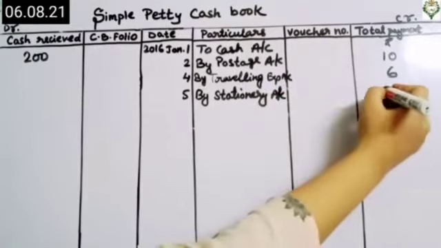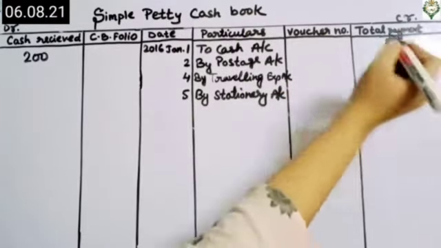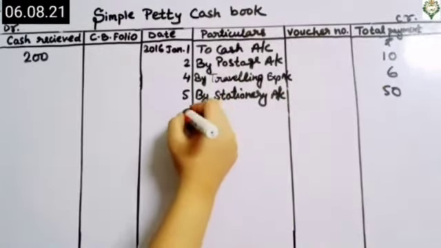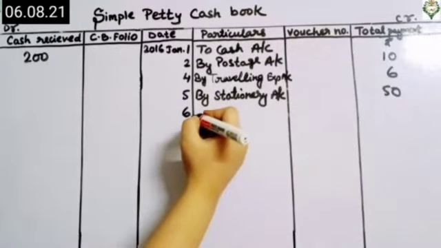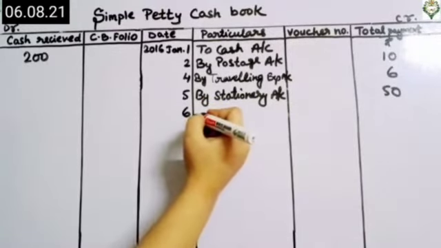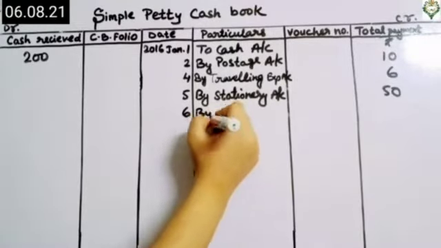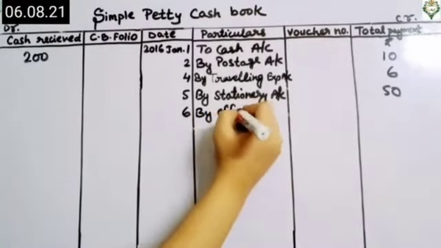That has been done for 50 rupees, so we will record here. The next transaction has been done on 6th. It is saying paid for milk and sugar for office tea. So that is for office expense, so we will record here as office expense.